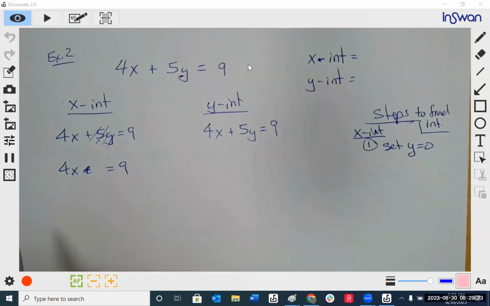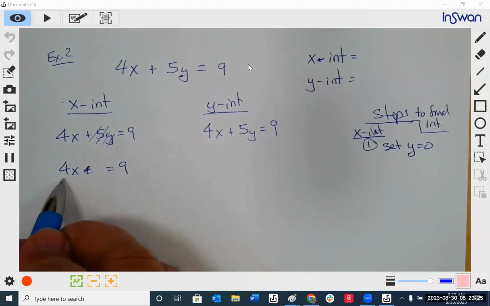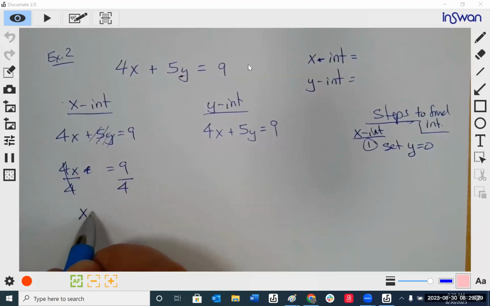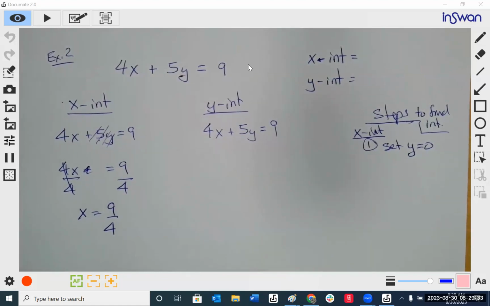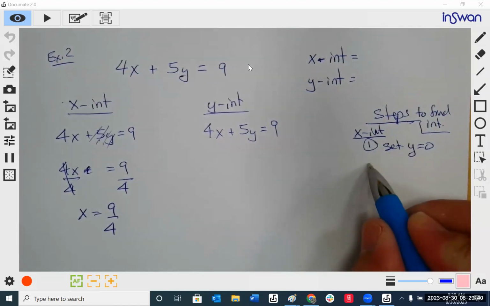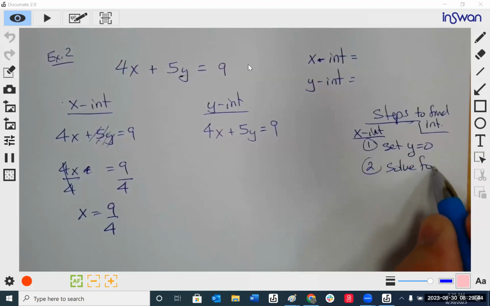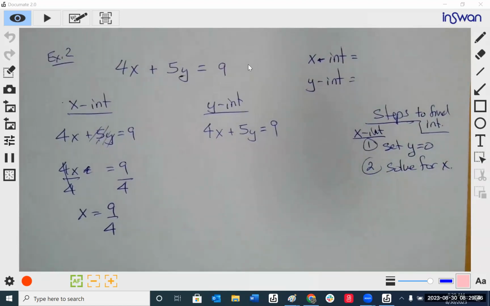Then we do what? Divide by 4. So we have x equals 9 over 4. And right now, I'm happy with that answer. We'll talk about fixing it in a little bit. So: set y equals 0, solve for x.